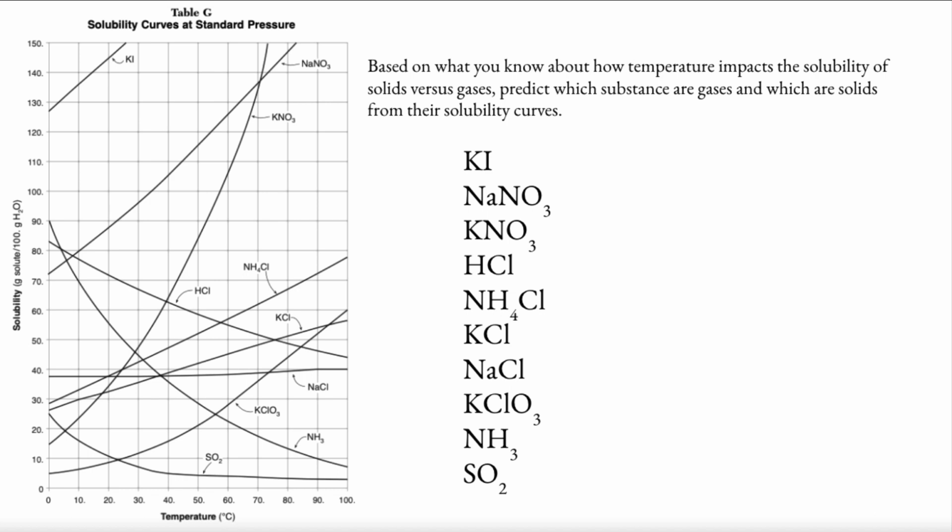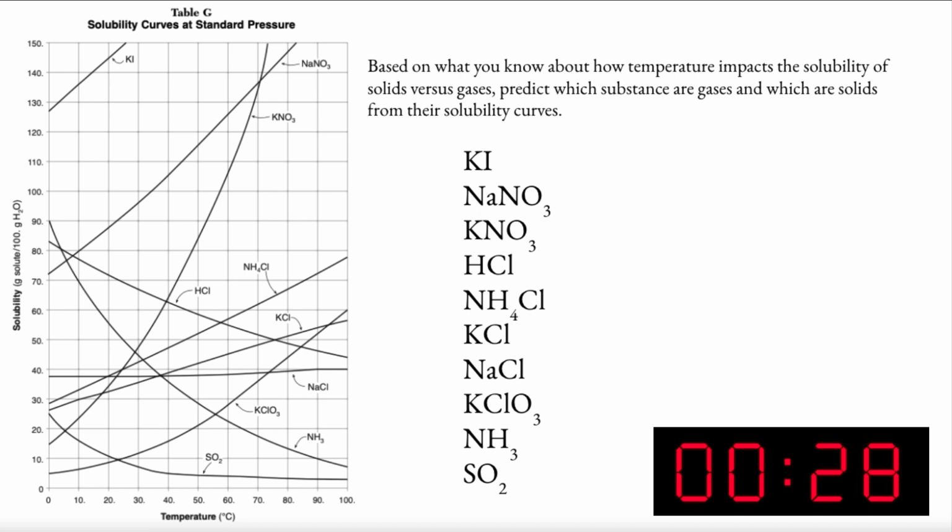For this first question, based on what we talked about in the last video about how temperature impacts the solubility of solids versus gases, I would like you to predict which substances are gases and which substances are solids just from looking at their solubility curves. So take a moment, look at Table G, list out all of the compounds that are given on the table, and think about whether each one represents a gas or a solid. We'll take 30 seconds to think. Pause the video if you need more time.